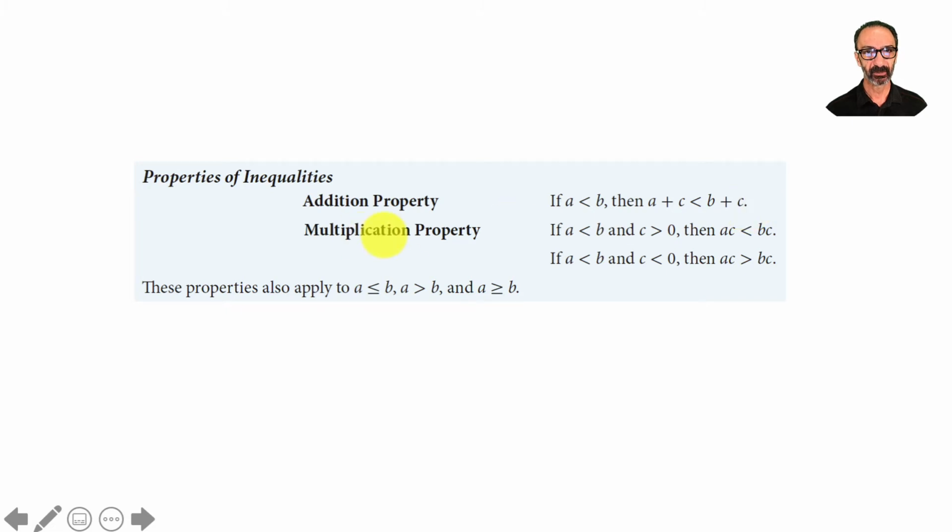The multiplication is a little bit different. If you multiply by a positive number, c greater than 0, you keep it the same: ac is less than bc. But if c is negative and you're multiplying both sides by a negative number, you need to reverse the inequality. See, this one was less than, now it's greater than. Just keep that in mind. Also, the properties apply to greater than. I'm listing only the less than or equal, not the greater than or equal.